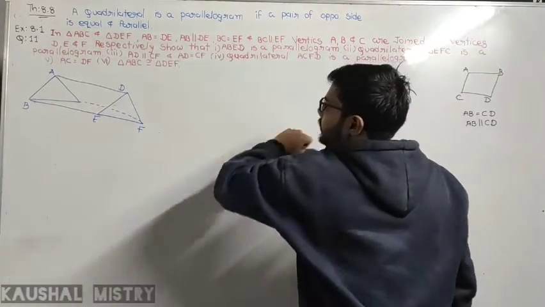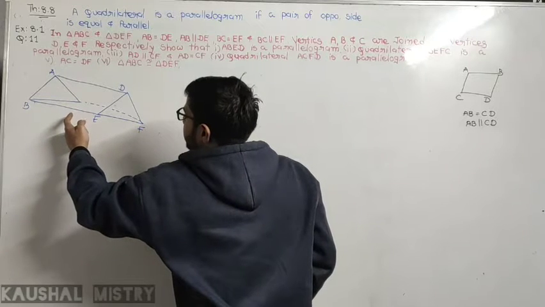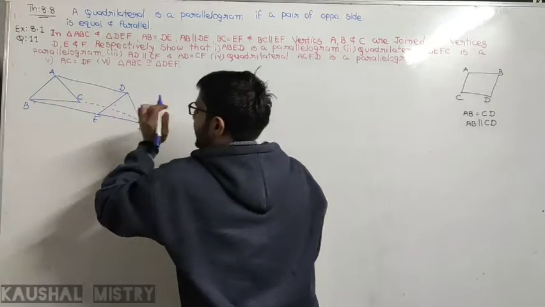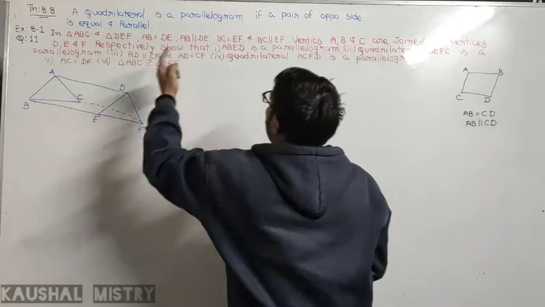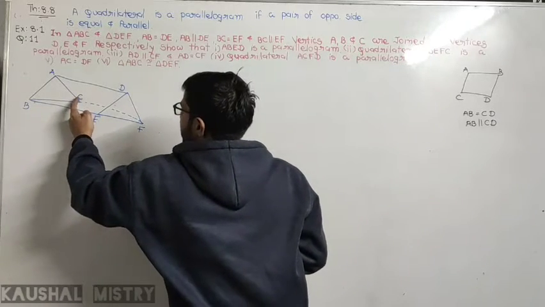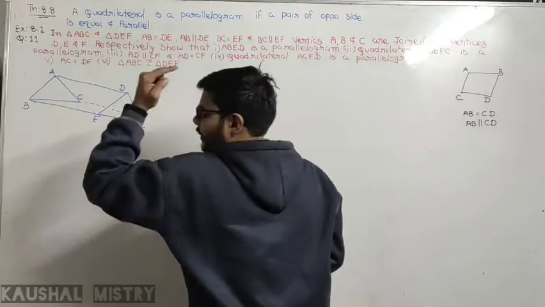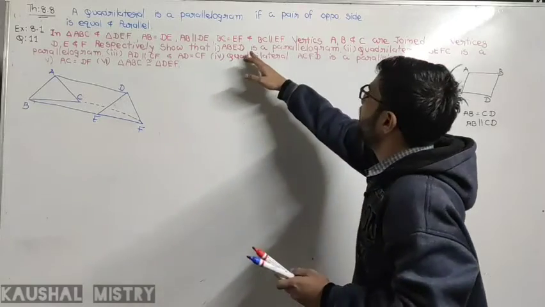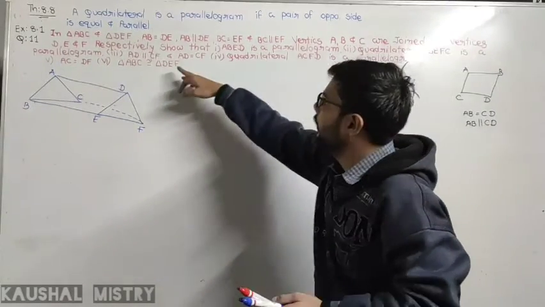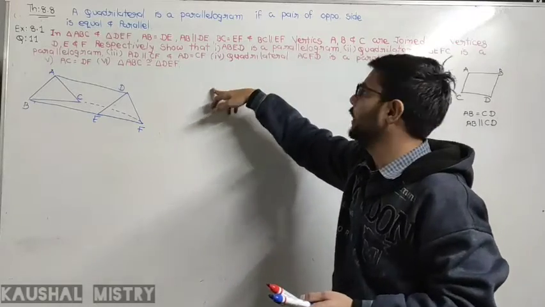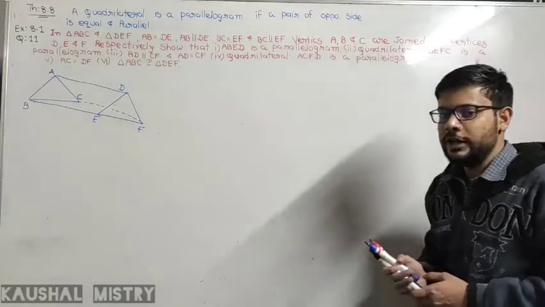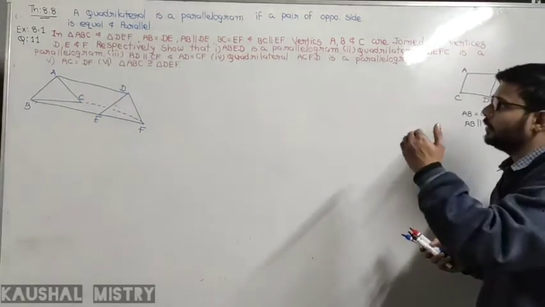Third one, BC is equal to EF. That means this BC is equal to EF. These two sides are equal and these two sides are parallel. That means BCFE is also a parallelogram, right? And further we can prove that BEFC, AD is parallel to CF, AD is equal to CF. Then we have to prove ACFD is a parallelogram, AC is equal to DF, and triangle ABC is congruent to triangle DEF. So many results we have to prove.